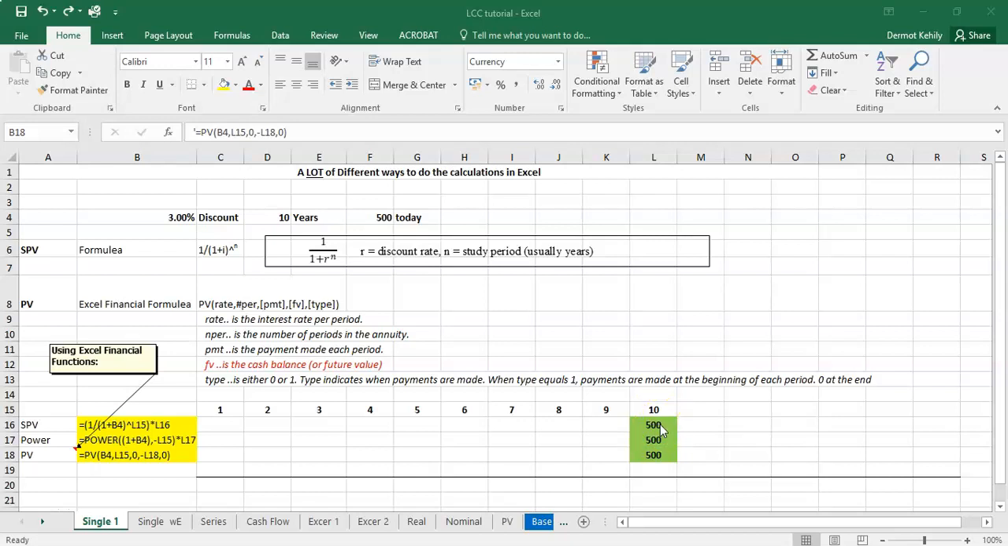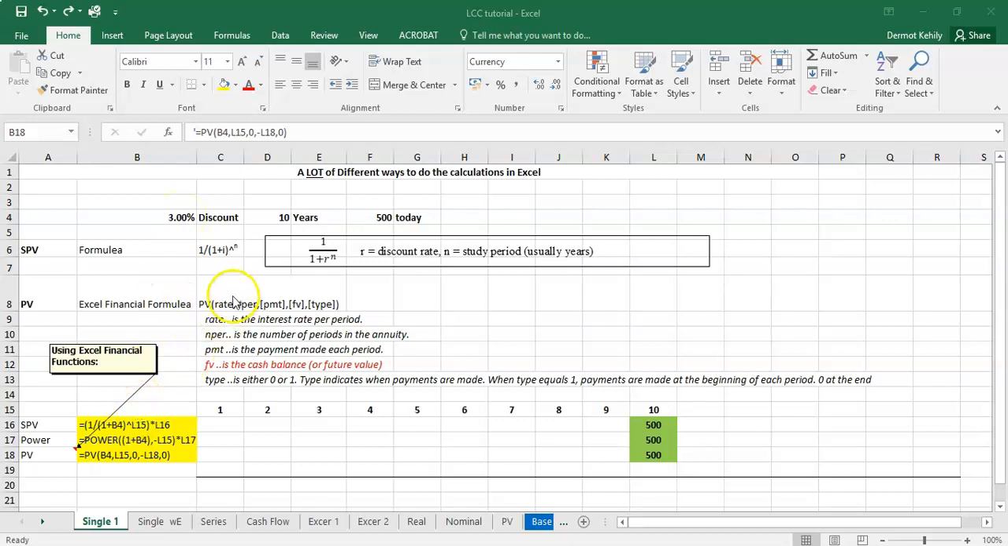So this is what's called a single present value, because it's a single sum of money rather than a sum of money that's paid out every year, and we need to calculate the present value cost of that particular sum of money in today's money based on an interest rate of 3%.